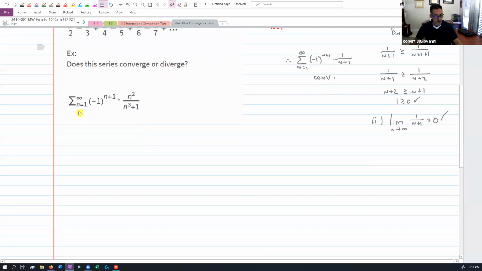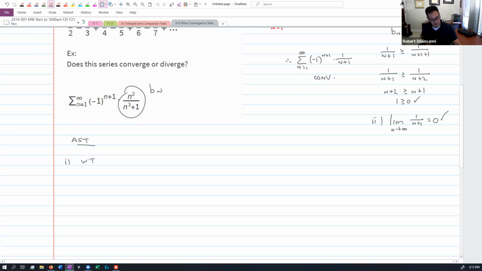All right, now let's do the next one. For the next one, we have this series. It alternates because we've got (-1)^(n+1), and that's n² over n³+1. So here's our b sub n. First thing, I'm going to do the alternating series test. I'm going to try the first condition.